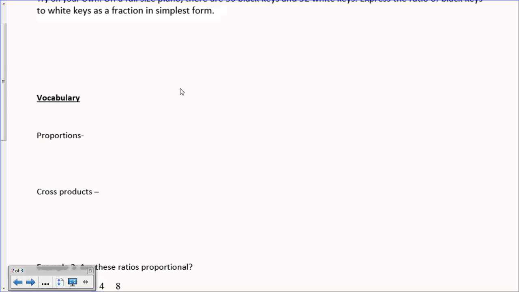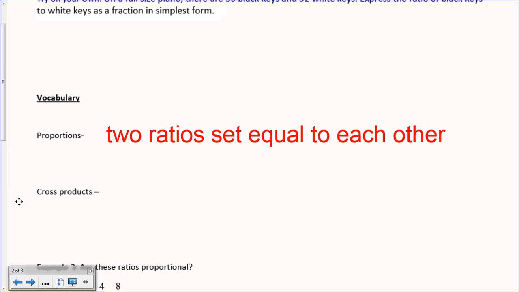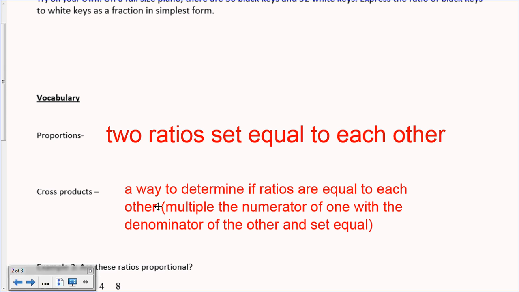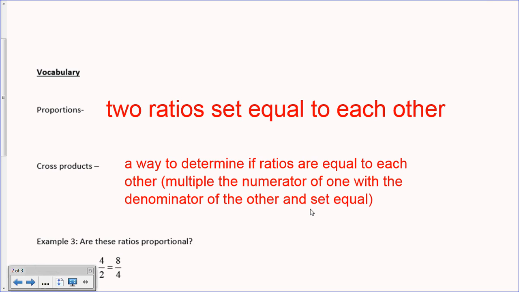So we're going to go ahead and go back to vocabulary. Proportions are basically 2 ratios that are set equal to each other. Okay? And then cross products are a way to determine if ratios are actually equal to each other. What happens is we end up multiplying the numerator of one of the fractions with the denominator of the other for both. Like we do it across one way and we do it across the other way, and then set it equal. And as long as they're equal to each other, it works. So let me show you an example.